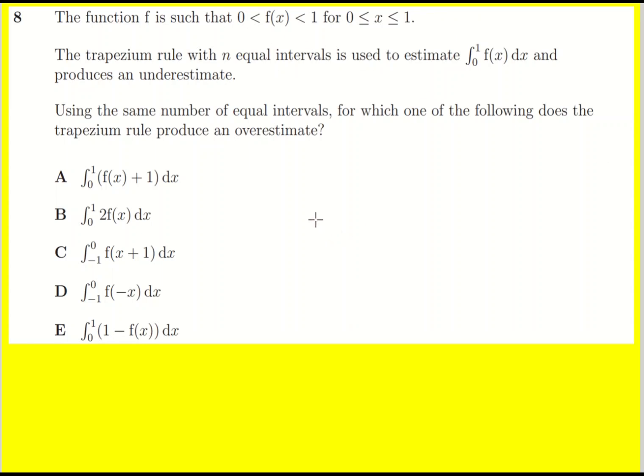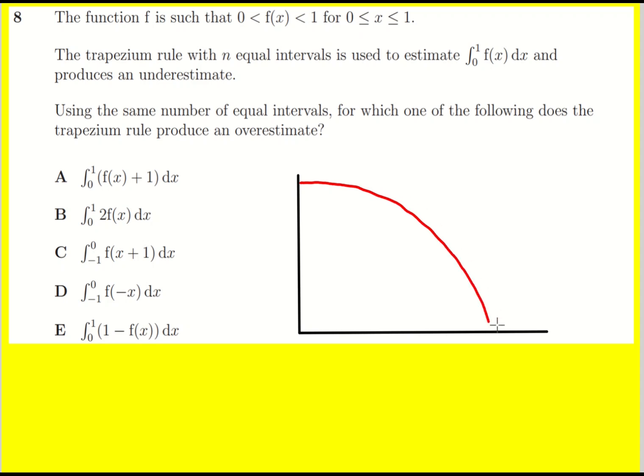The function lies between 0 and 1, so it's never negative, and we're looking at values of x between 0 and 1. We're told the trapezium rule with n equal intervals is used to estimate the area under the graph, and this produces an underestimate. So let me sketch out what maybe the function looks like. We don't know for sure, but it's still going to help us along the way. So it could be like a decreasing function such as this.